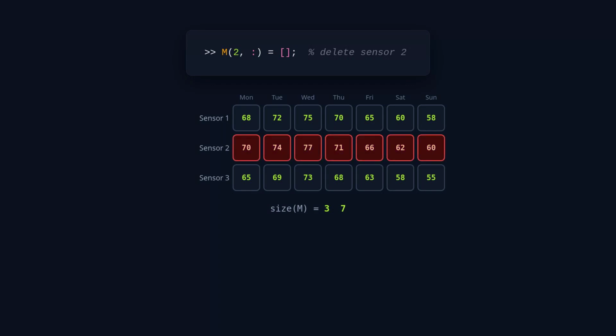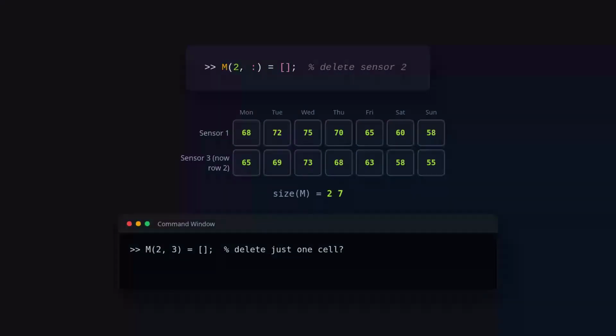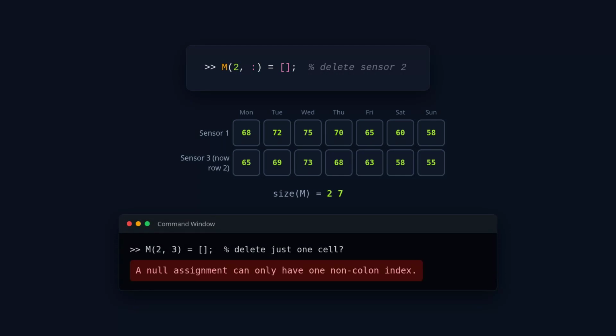M of 2, colon equals empty brackets, removes sensor 2, and leaves a 2 by 7 matrix. Try to delete a single cell. M of 2, 3 equals empty brackets, and MATLAB refuses. A null assignment can only delete an entire row or column. Punch one hole in a rectangle, and it isn't a rectangle anymore.